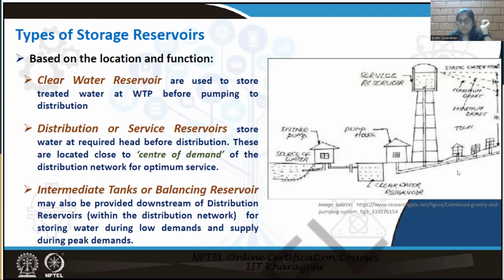Then the clear water reservoir is located between the pumping station and the source of the water. The service reservoir is provided at the center point of the source and the distribution network. The balancing reservoir is provided after the service reservoirs, in case there's some network issue or electricity issue, to supply water during low water demand.